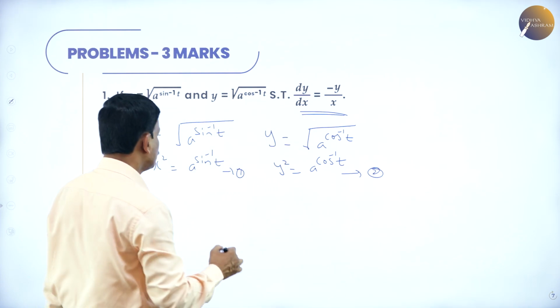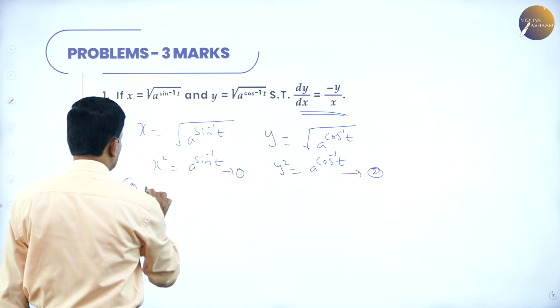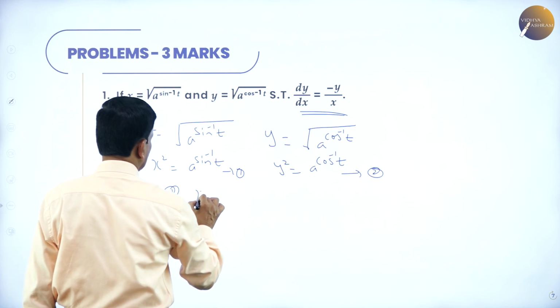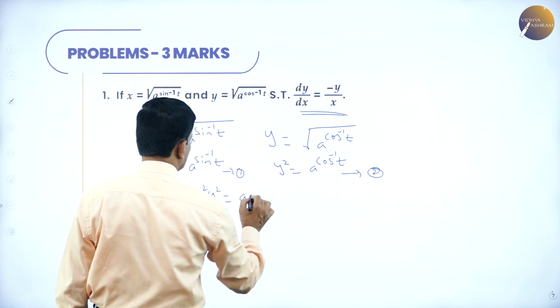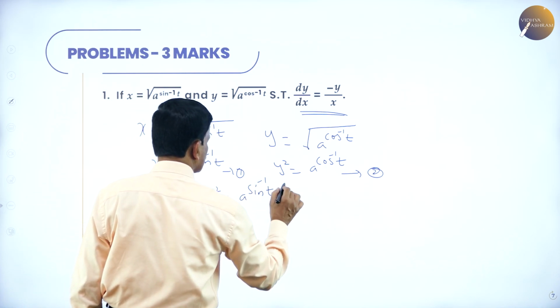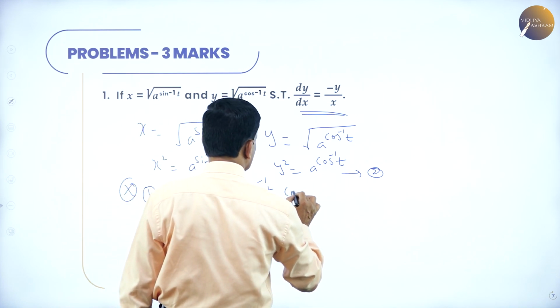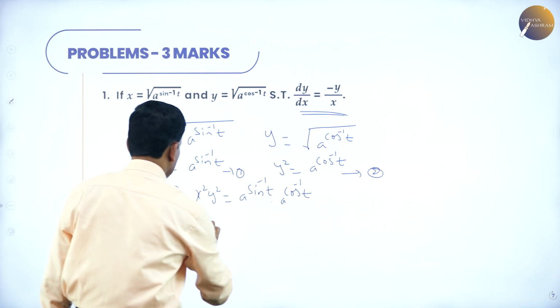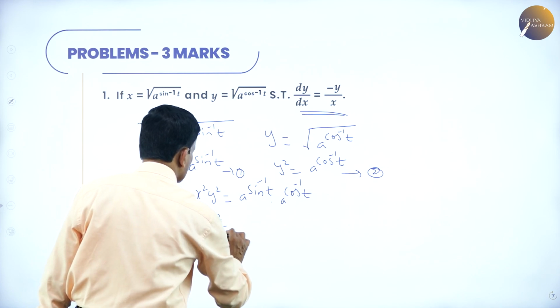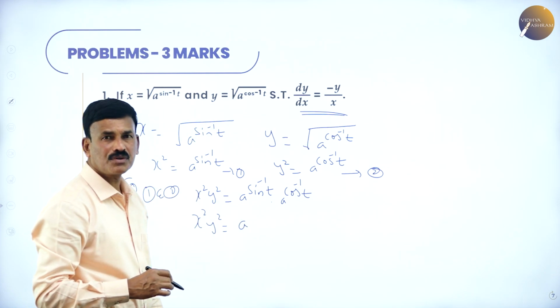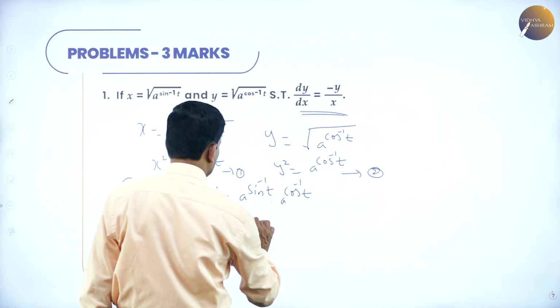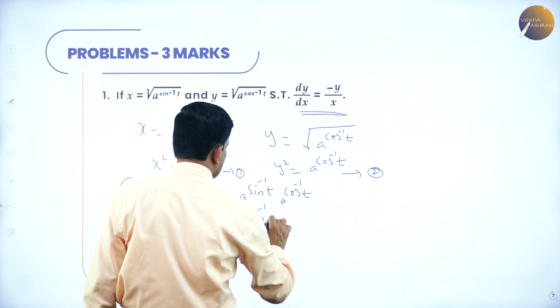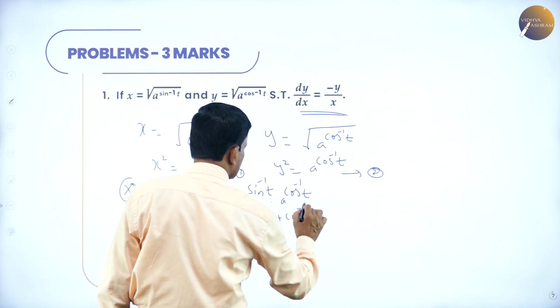Now, if I add 1 and 2, what will you get? Multiplying 1 and 2, we get x square into y square is equal to a to the power of sine inverse t into a to the power of cos inverse of t. Now, by the law of indices, a to the power of m into a to the power of n is a to the power of m plus n. We can write sine inverse t plus cos inverse of t.